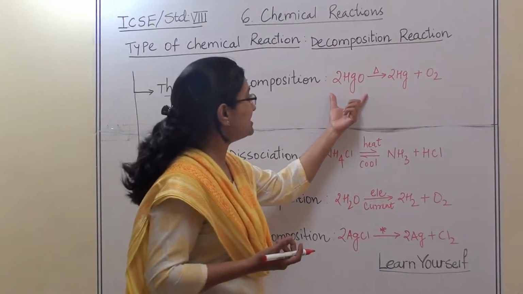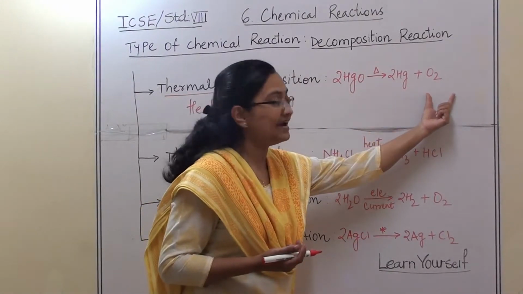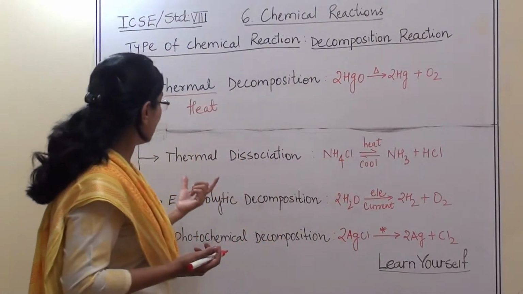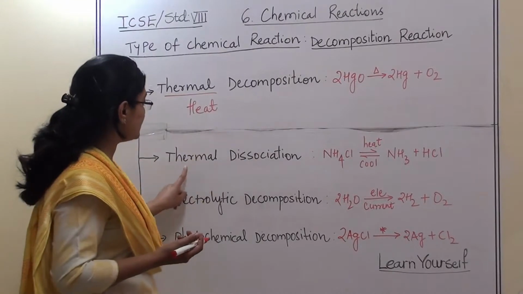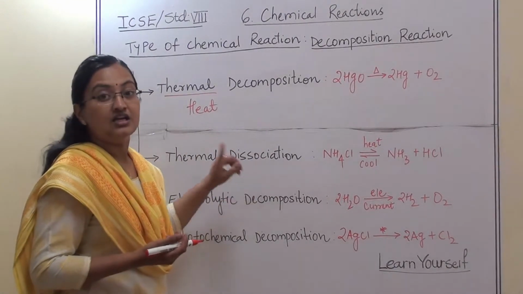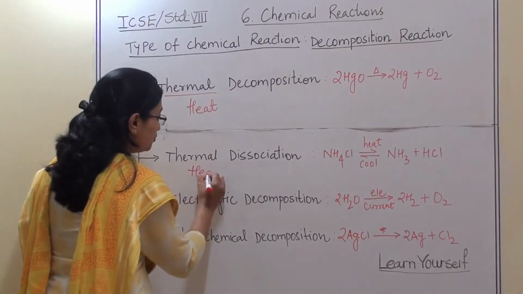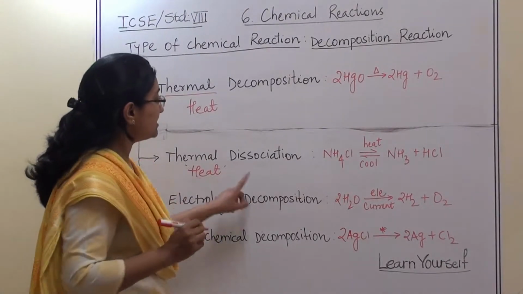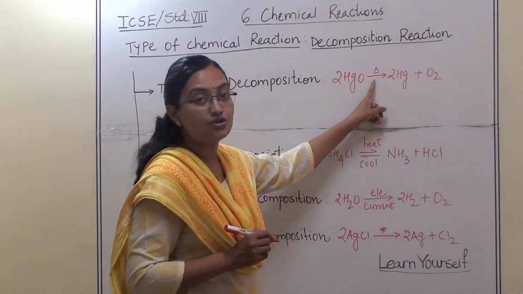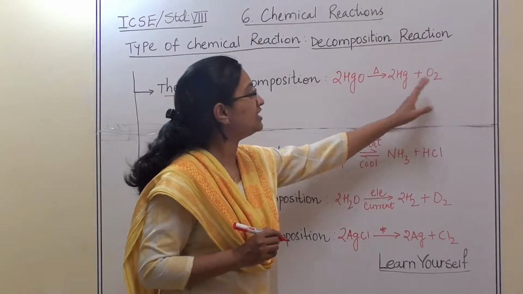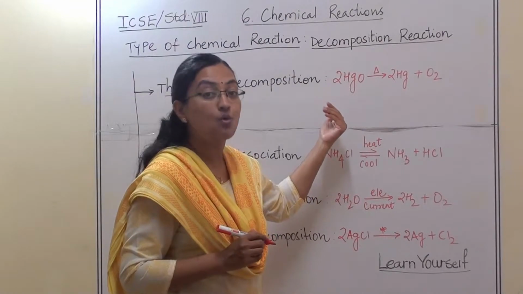So the example is mercuric oxide. When we are heating it, we will get mercury and oxygen. The second one is thermal dissociation. This is thermal decomposition and this is thermal dissociation. These two are different. This is also carried out with the help of heat. But this reaction is reversible, whereas this reaction is non-reversible. Once the mercury and oxygen have been formed, it cannot go back on its own.